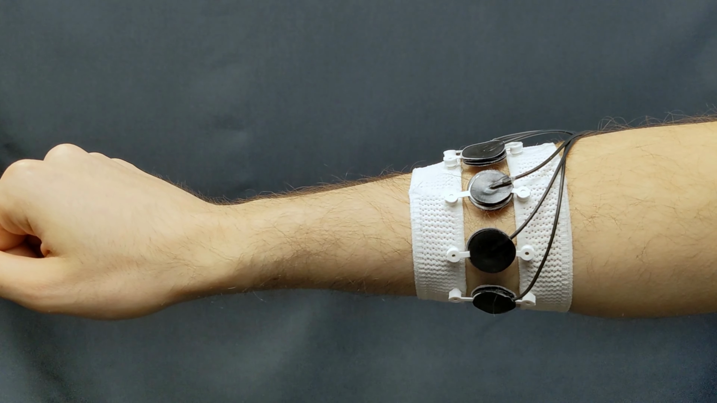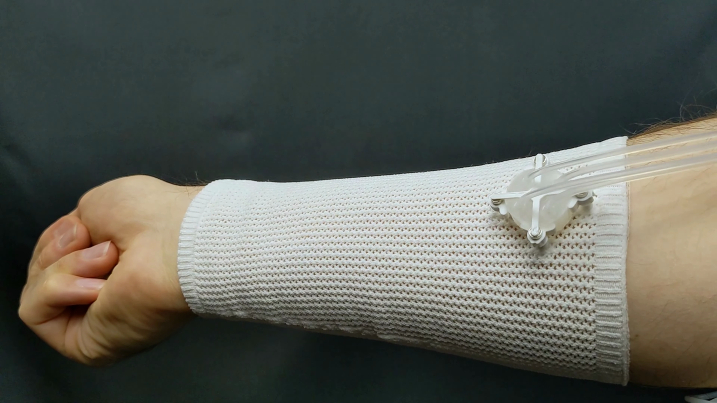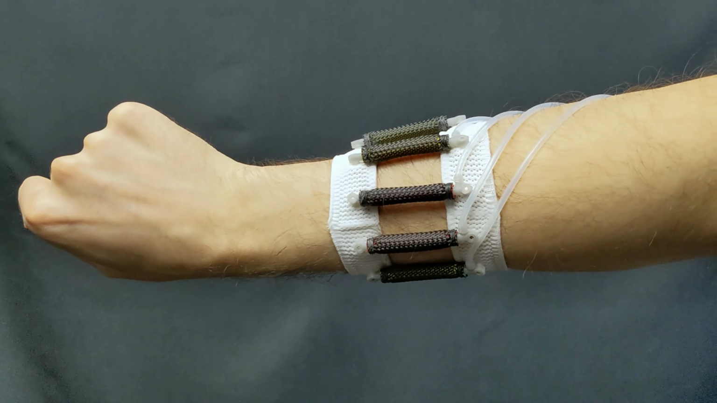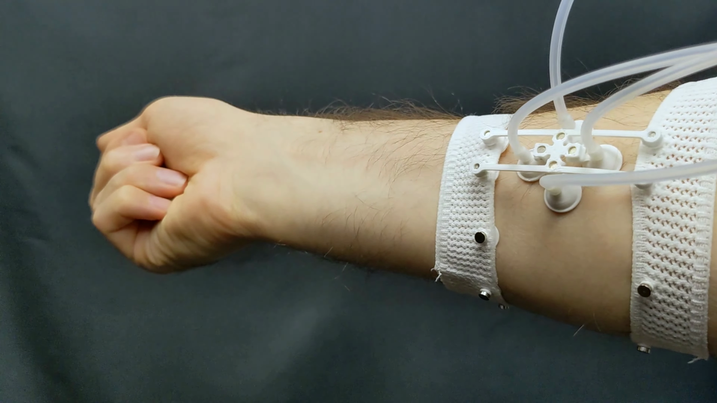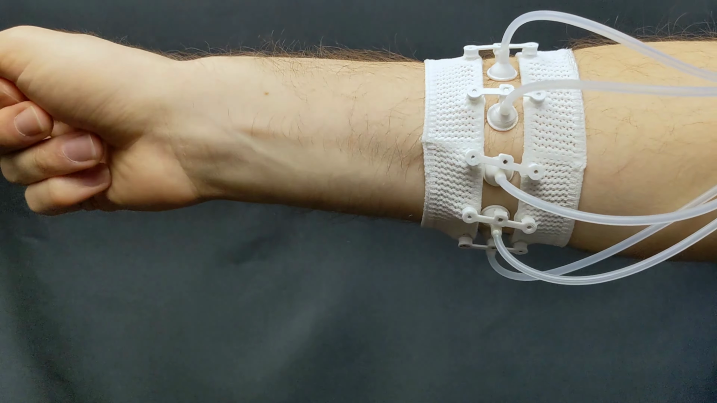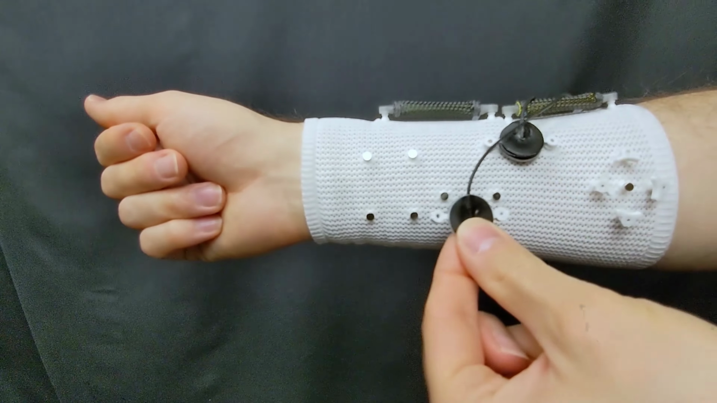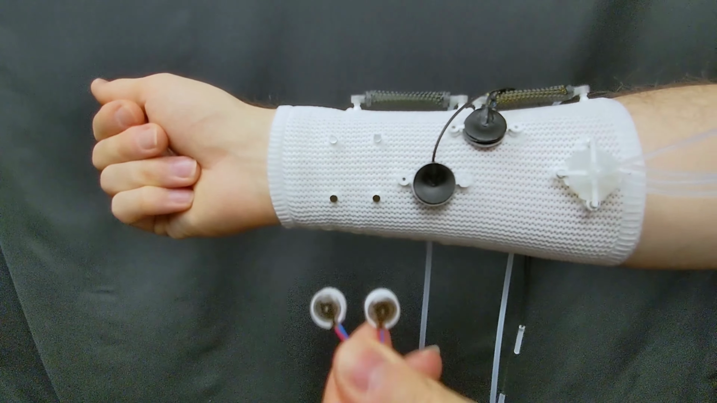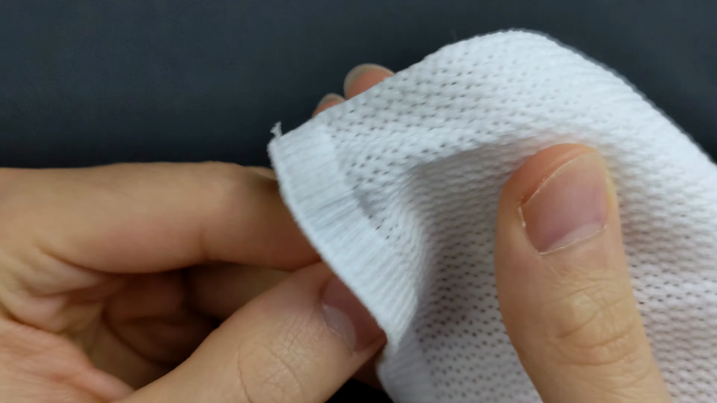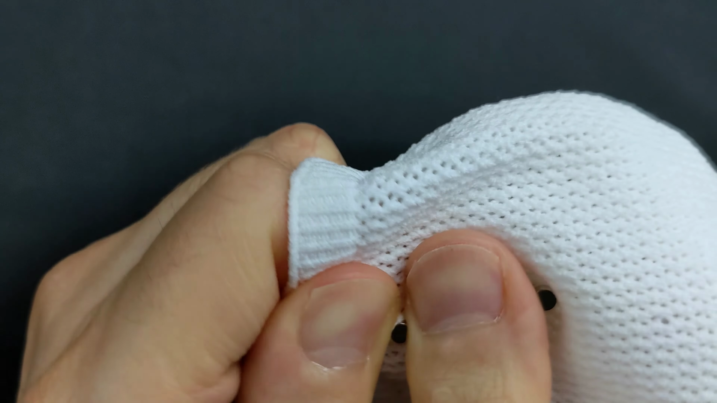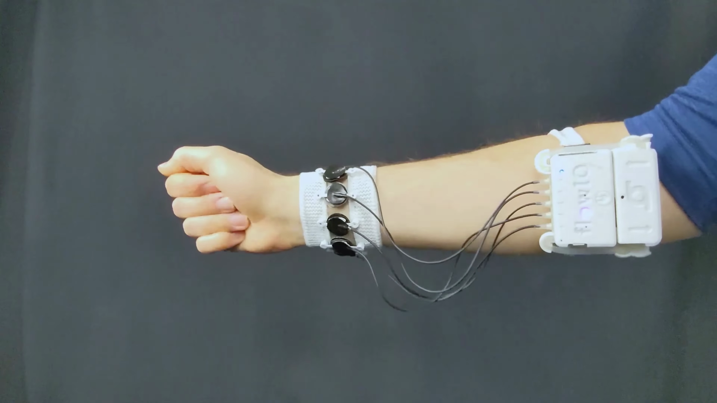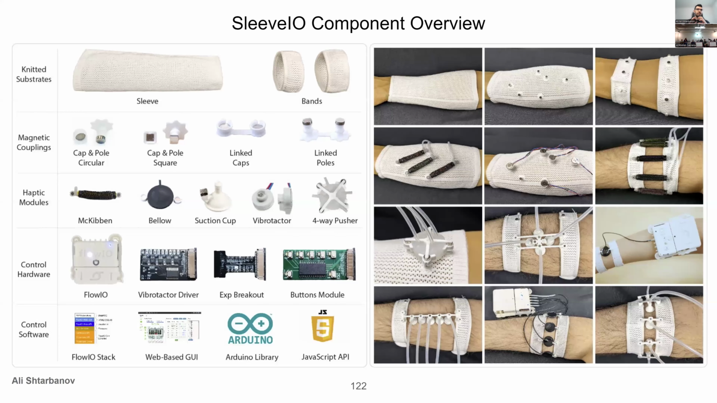SleeveIO is a fully modular and reconfigurable wearable platform for rapid prototyping and testing of multimodal haptic feedback interactions. SleeveIO features a diverse set of haptic actuators of many different types, behaviors, and actuation approaches, all sharing the same kind of magnetic connection mechanism, and powered by a single control system, FlowIO. The actuators can be connected in numerous configurations on knitted substrate within seconds, enabling users to rapidly create diverse haptic experiences.